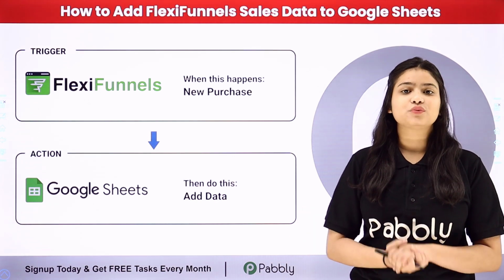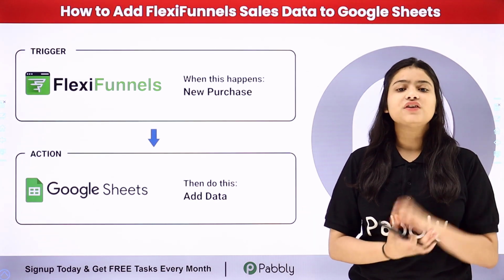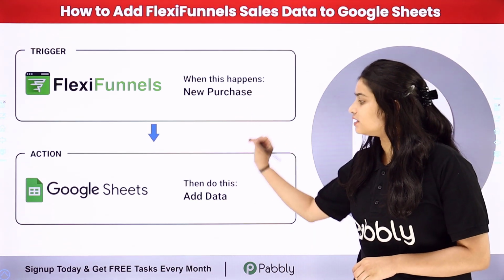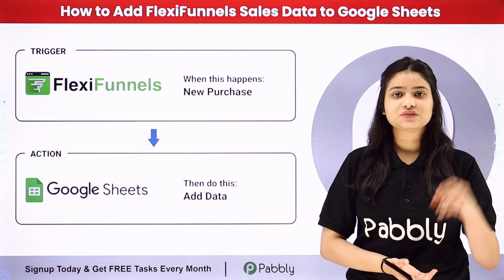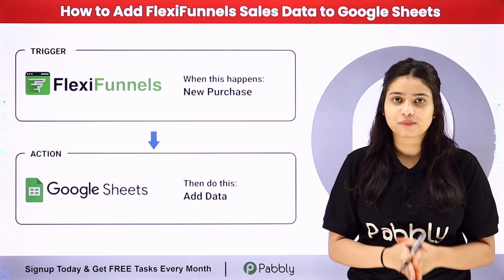So how are we going to automate this entire process? For this, we will have to set up a connection between FlexiFunnels and Google Sheets, and that we are going to do without any coding or programming skills, with the help of an amazing automation software, Pabbly Connect.